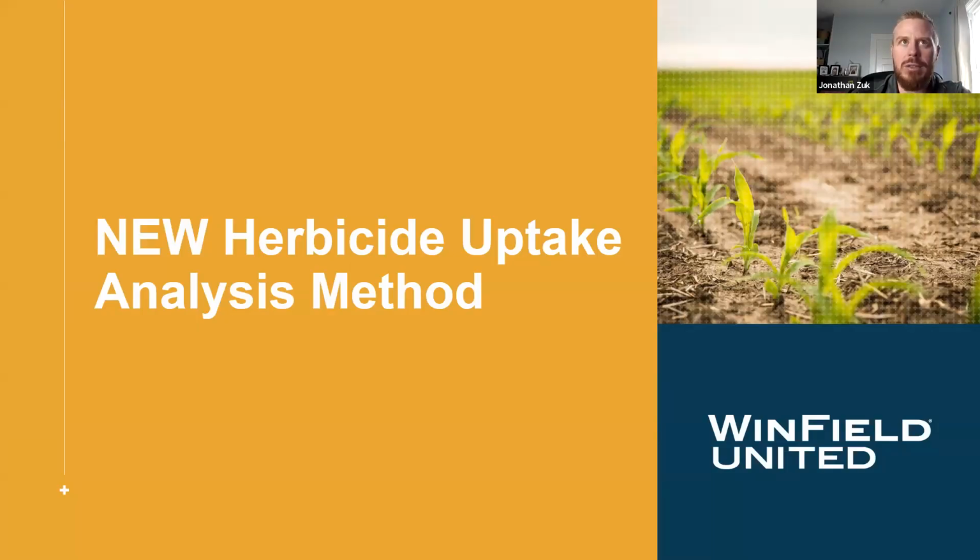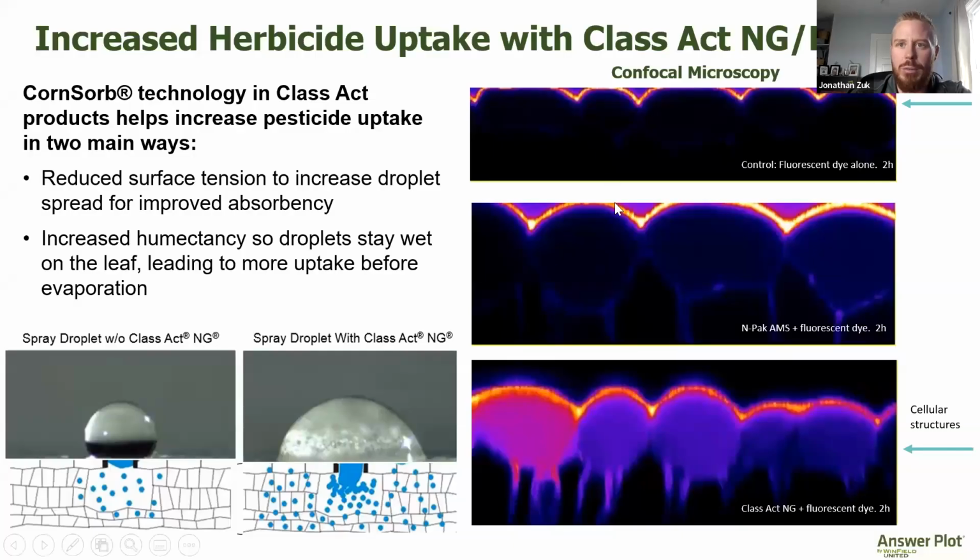What you can see is we've looked at the increased herbicide uptake of using our adjuvants. In this case, it's looking at Class Act. A lot of the time we're talking about Corn Sorb technology and how that really helps the increase of herbicide or pesticide uptake. We focus on breaking the surface tension of that drop so we can spread that droplet, increase the surface area, then increase the absorbency of that droplet. We also have the Corn Sorb portion that really helps with the humectancy, so that lets the droplets stay wetter longer on the leaf.